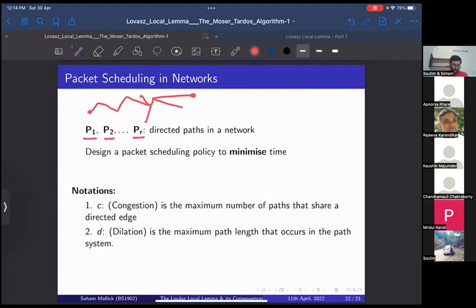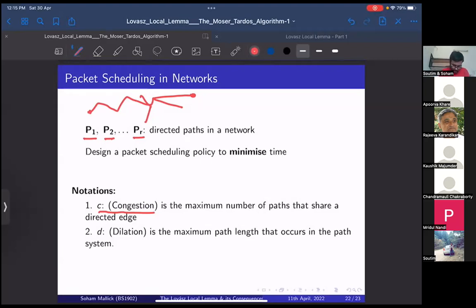So we want to design a packet scheduling policy. What this means is that we want to state which packet flows through which edge at which time point, such that the total time of flow is minimized, such that all the packets reach their destination. And we want to design a policy to minimize this time. To that effect, we will define certain things. So something called the congestion. This is the maximum number of paths that share a directed edge. Obviously, if many packets come together at a particular time point, then they must wait, right? So the time required to send out those packets to their destination would increase. So that's why this is relevant.